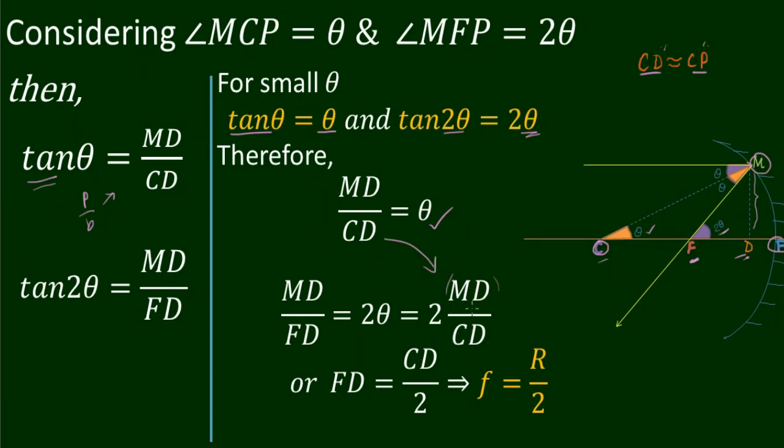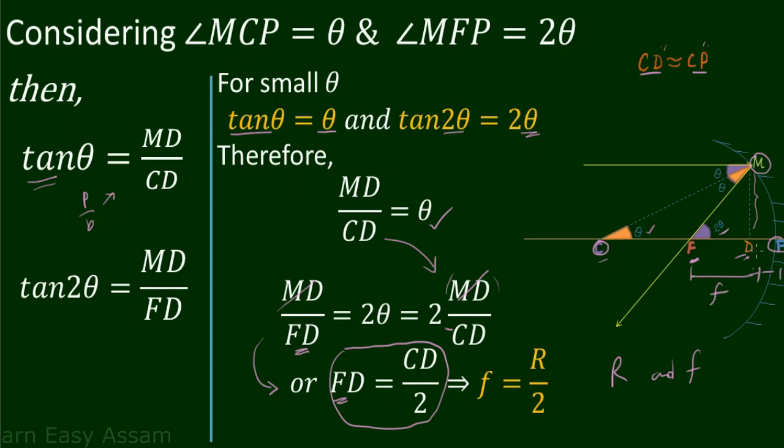Since we have MD by CD and here MD by FD, we can cancel MD and MD, rearrange it, and write FD is equal to CD by 2. So this is the derivation of the relation between the radius of curvature R and the focal length f. You can see from the diagram that FD is nothing but the focal length, FD or FP. D and P are nearly at the same point.